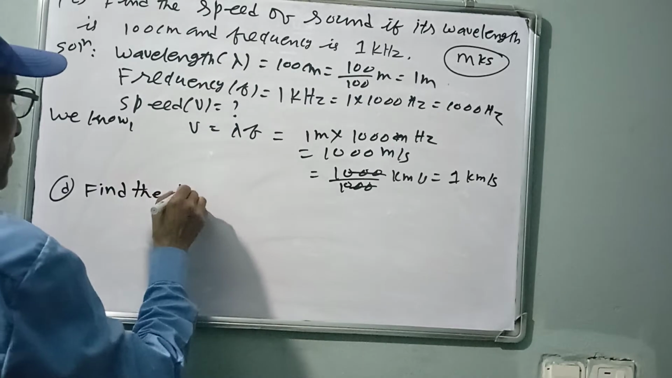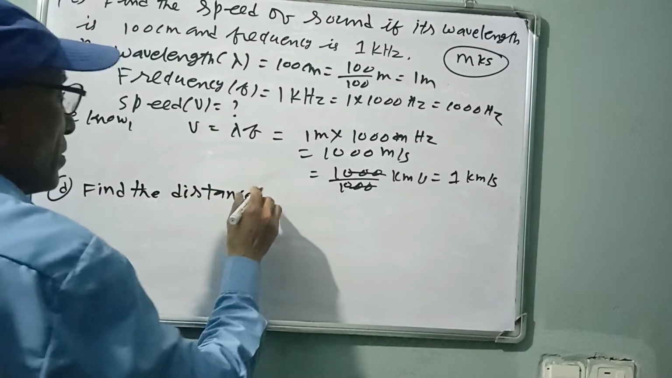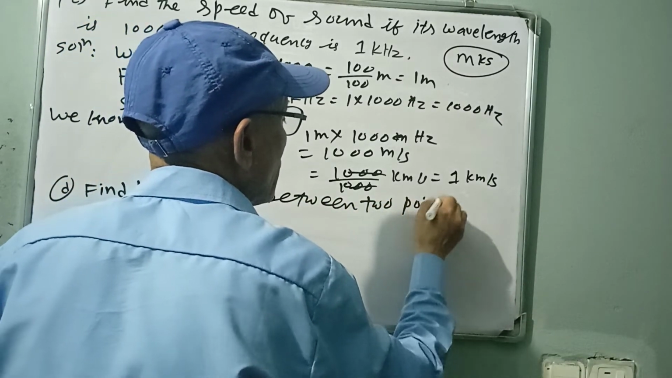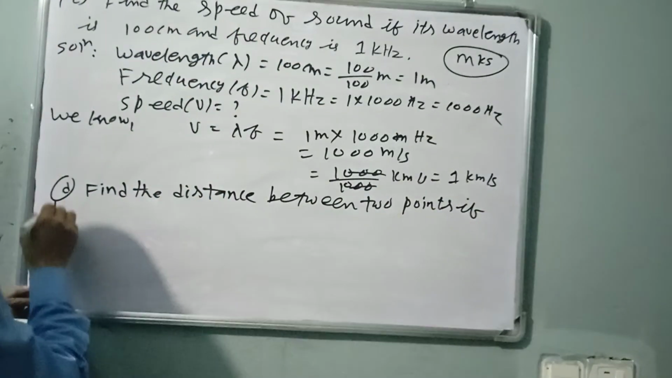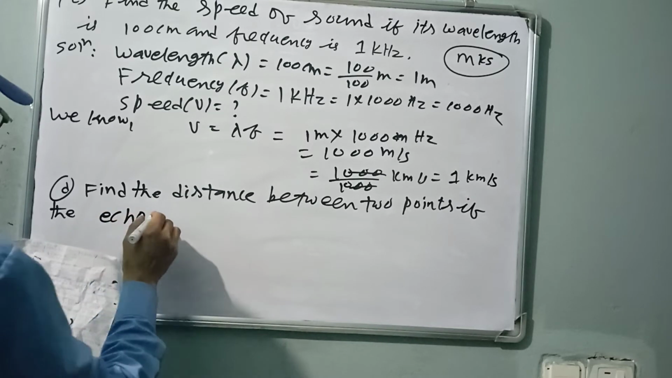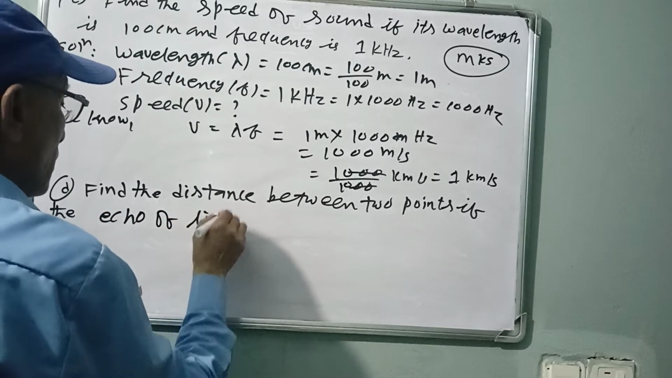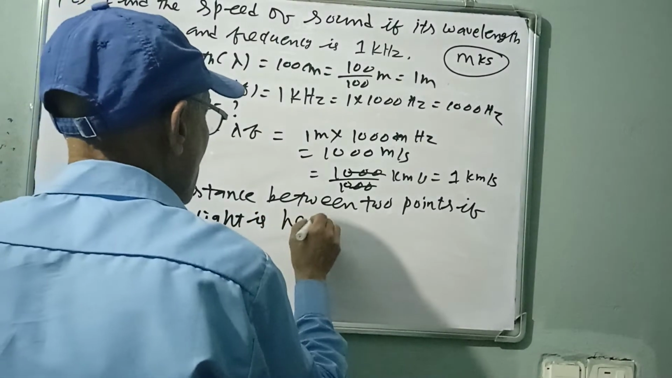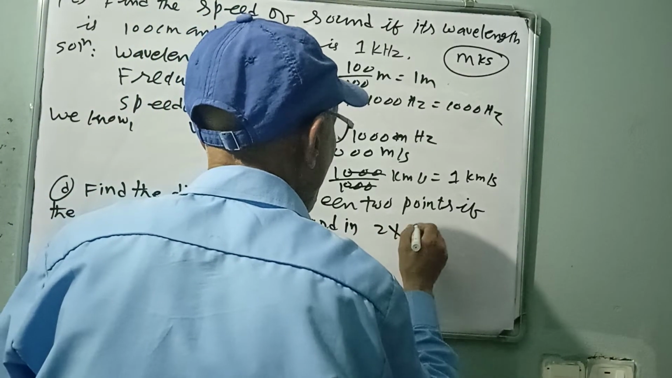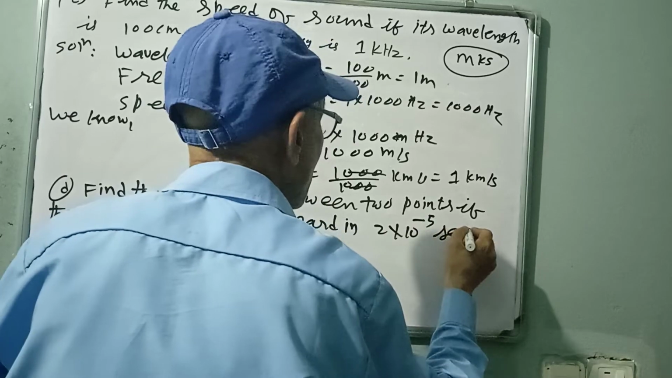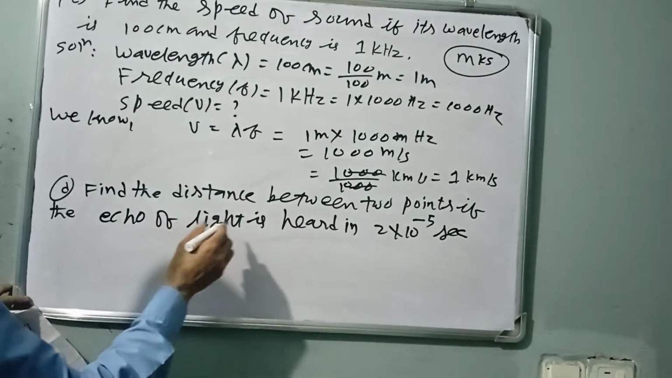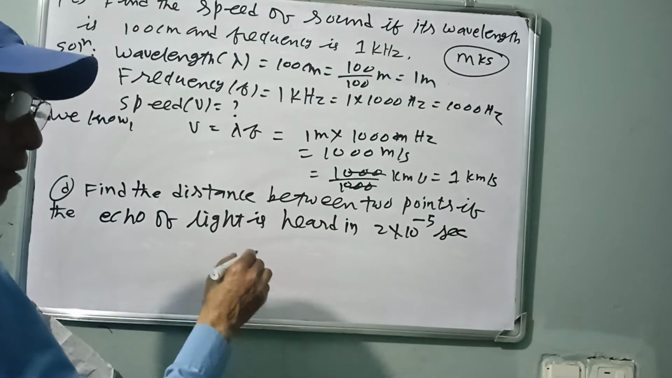Find the distance between 2 points if the echo of light is heard in 2 into 10 to the power minus 5 second. The echo of light is heard, or felt, in 2 into 10 to the power minus 5 second.